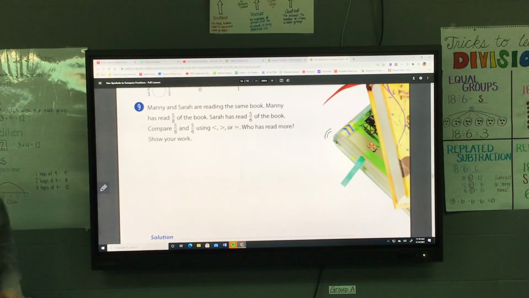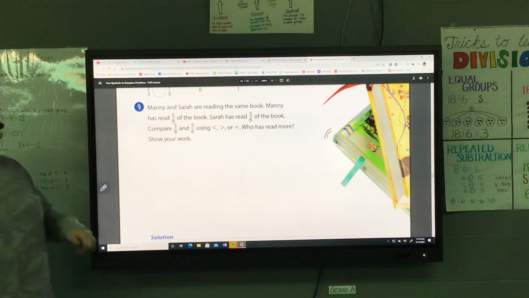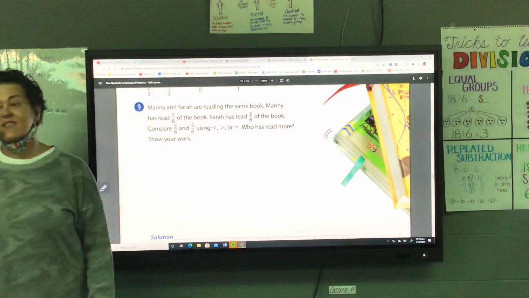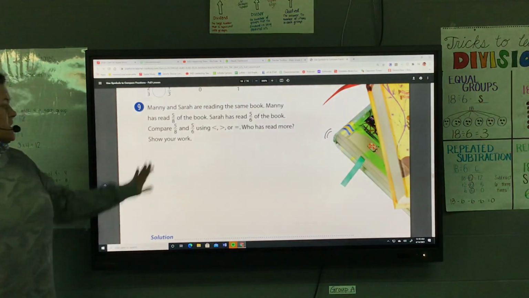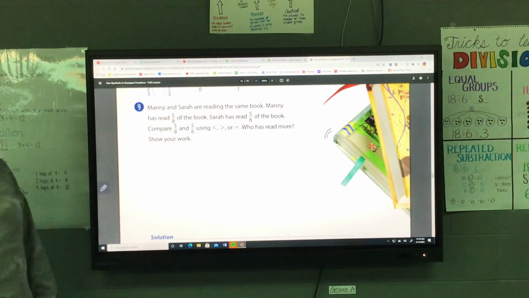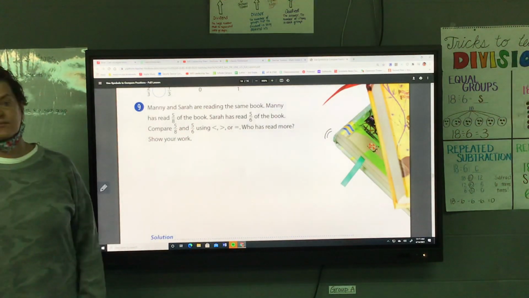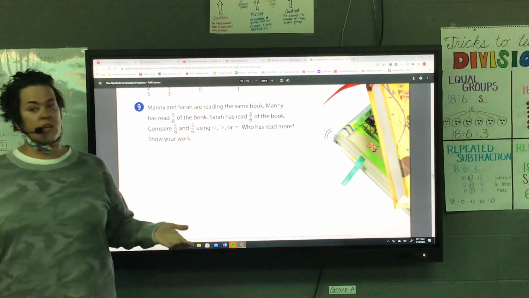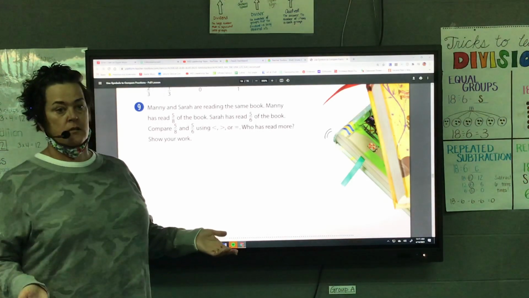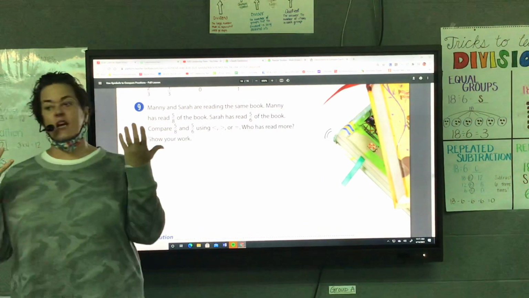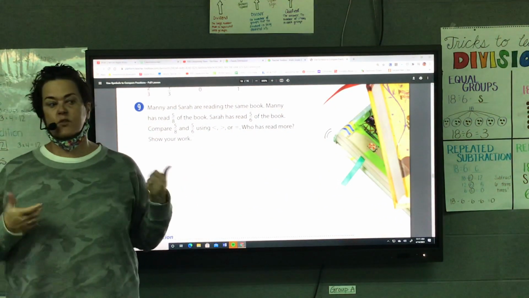Show me how you would solve this one. Manny and Sarah are reading the same book. Manny has read 5/8 of the book. Sarah has read 5/6 of the book. You're going to compare 5/8 and 5/6 using less than, greater than, or equal to. How would you solve this one? They don't have the same denominators, do they? So what would you do to help yourself figure out how to solve this one? Show me on your paper.